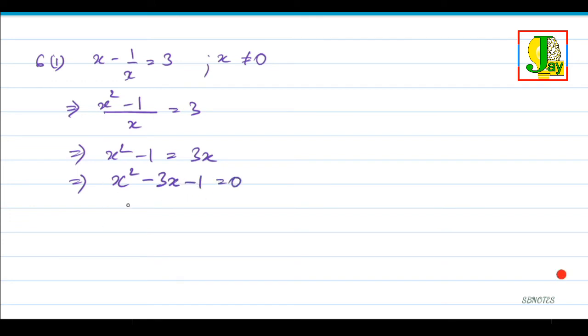Now you can use the formula and simply find the solution. So do it yourself. This is your task. You find out the answer.